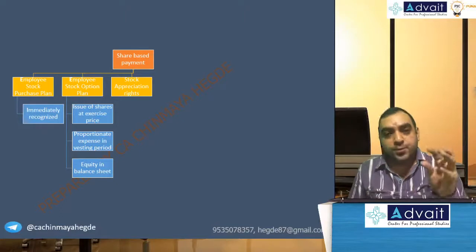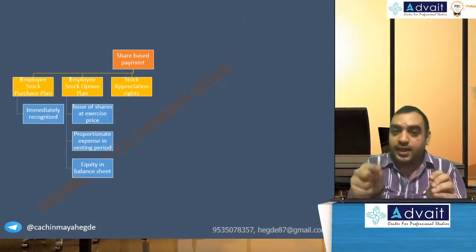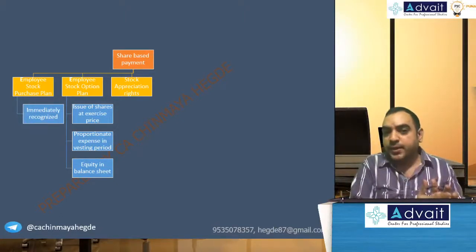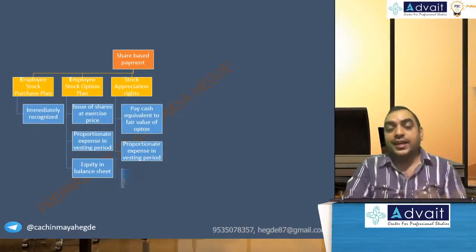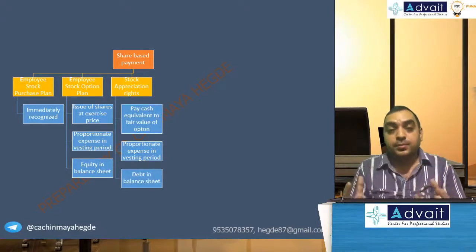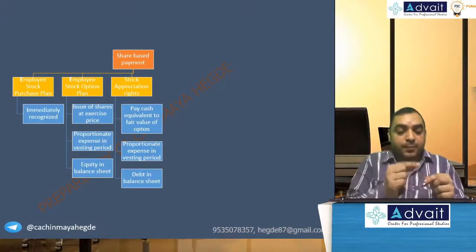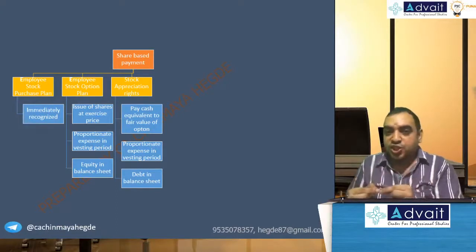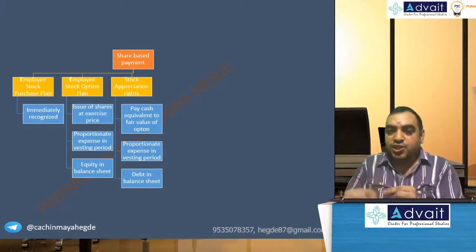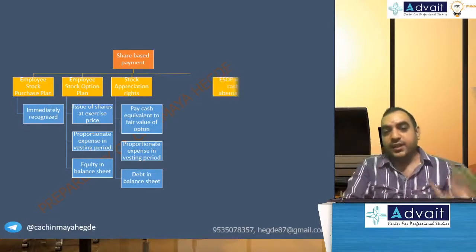So employee stock option settlement happens in shares, so it is an equity element, whereas in stock appreciation right, the amount is paid in cash, therefore it is treated as a debt liability. So in ESOP, settlement happens in shares, so it is an equity element. In stock appreciation right, settlement happens in cash, so it is a debt element.